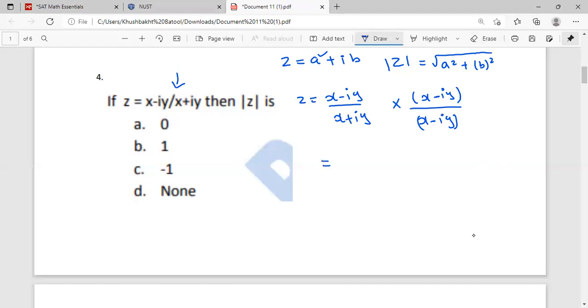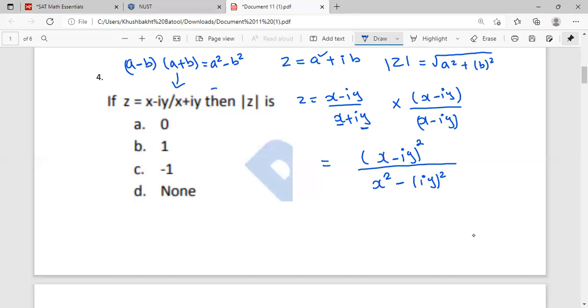So numerators are the same. That would become x minus iota y whole square. And for the denominator, what is the rule? This rule is a minus b into a plus b. That gives a square minus b square. So this is my a and this is my b. A square minus b square. And the other thing which you should know is that iota square is minus 1. Okay. So this is x minus iota y square divided by x square, iota square is minus 1, so minus into minus is plus y square. We are clear till here.